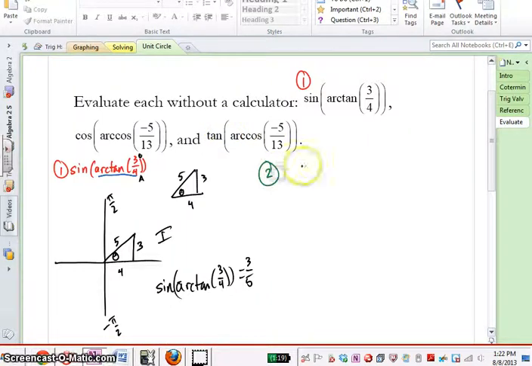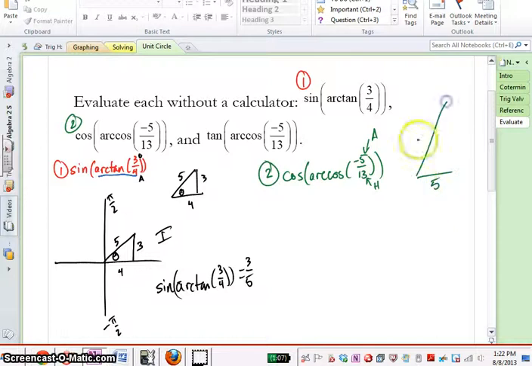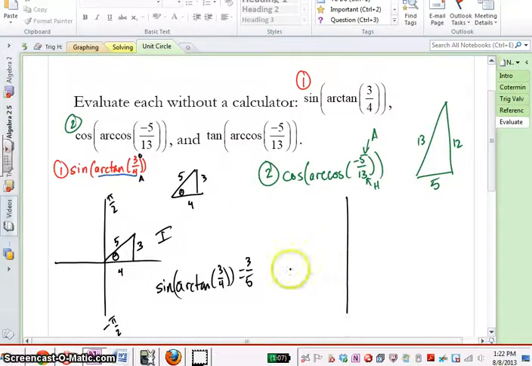So, 2, we're told to look at cosine of arccosine of -5/13. So we know we're looking at a triangle that has a side that's adjacent, -5, and hypotenuse of 13. So I'm looking at some kind of triangle with 5 and 13, and the other side must be 12. That's a Pythagorean triple, but I don't know where it is just yet. To determine where it is, I want to think about arccosine, which has a range from 0 to pi. If cosine will be negative, it must be in quadrant 2.